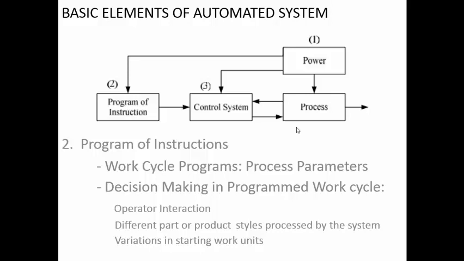So the first one of the decision making is the operator interaction. For example, you are having an automated system wherein the component is put inside the machine manually, and you want to ensure that the operator is safe. So you may be placing a button to ensure that after the component is placed, the operator is going to press a button and the machine is going to start performing the process.